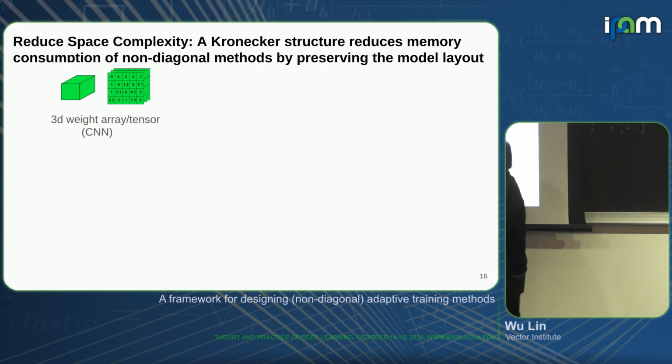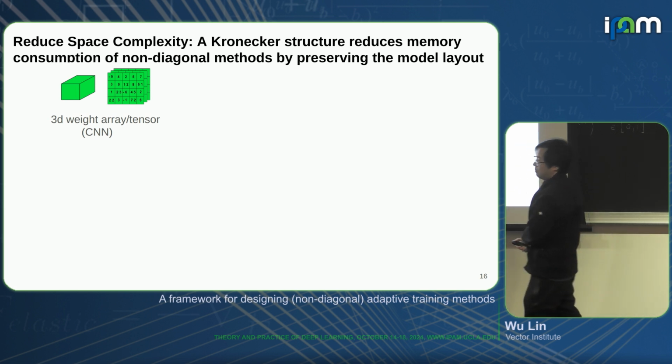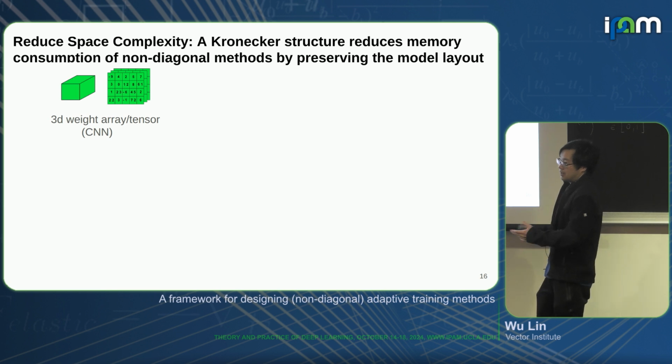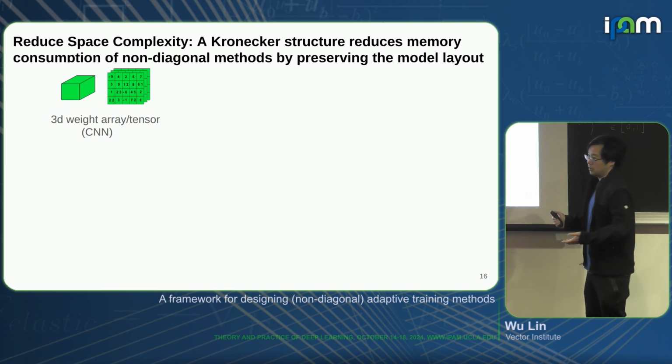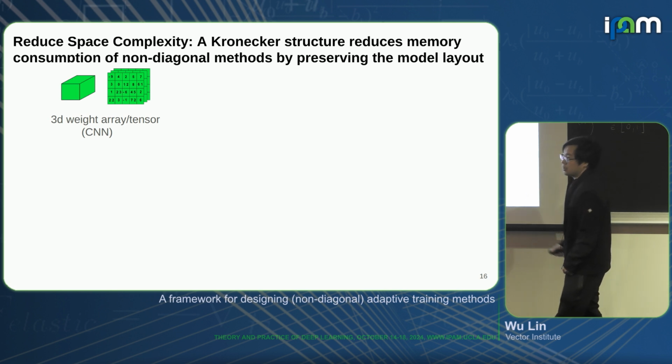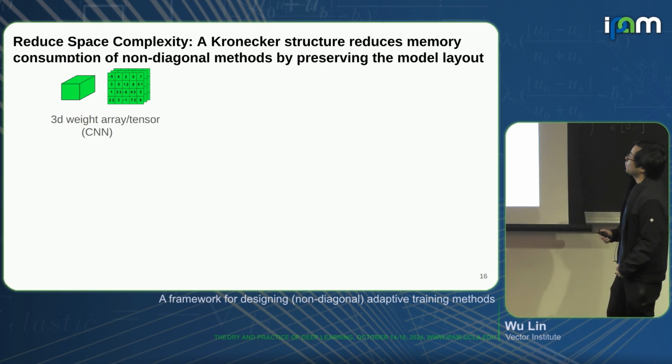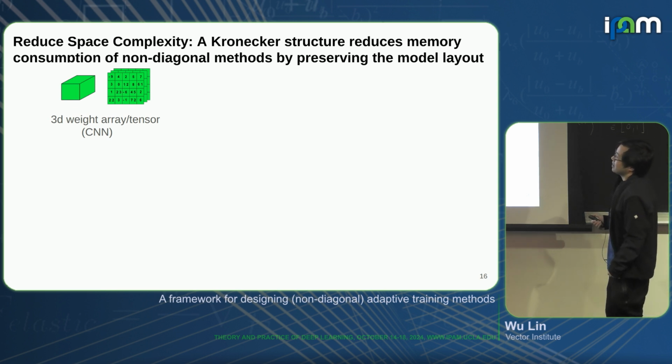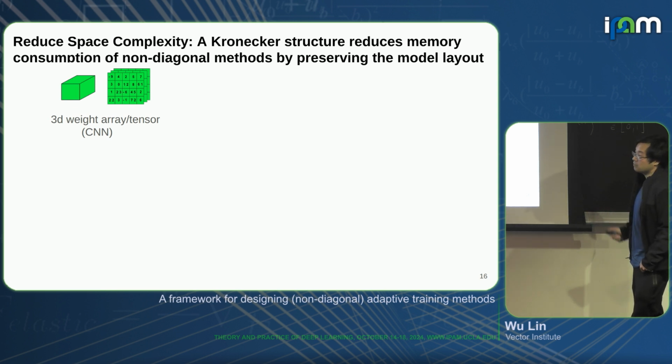So now I still need to reduce the space complexity because non-diagonal is still very expensive, right? Because we're now using a non-diagonal matrix. So it turns out that we can use a Kronecker structure to reduce the memory because Kronecker structures can preserve the layout of a given model.